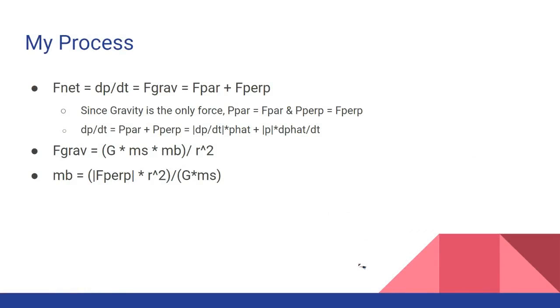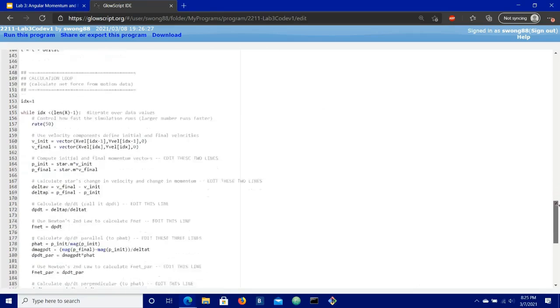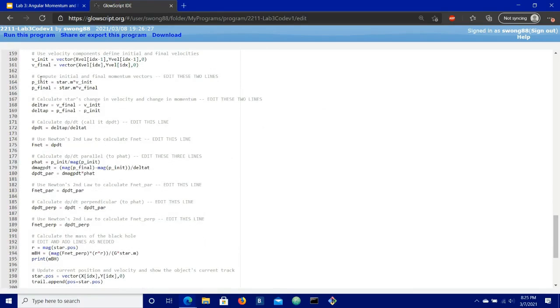In saying this, we had to plug this all into the code, so let's go through the code to show you what I was doing. So here we have the mass of the star plugged in. We also have delta t plugged in as 60 seconds times 60 minutes times 24 hours in the day. We can scroll a little bit further and we'll see the P initial and P final for momentum are just equal to the mass of the star times the initial and final velocity. We have the change in velocity and change in momentum right here. And this is where we calculate that net force is equal to the change in momentum, which we found up here, because of Newton's second law.